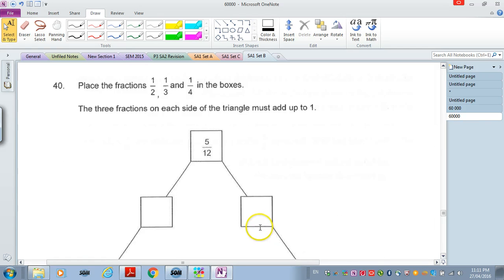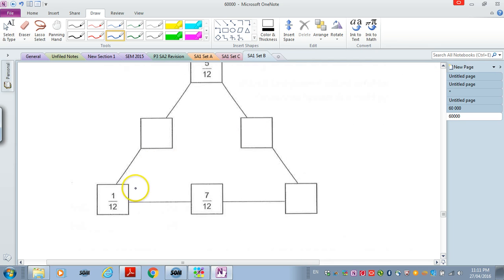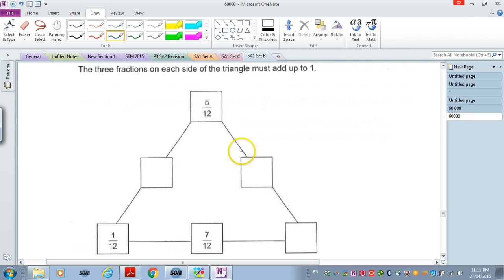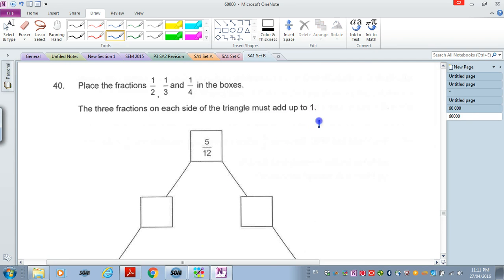Question 40. Place 1/2, 1/3, and 1/4 in the boxes. Okay, so inside here we see that the denominator is 12. So we need to change the 1/2 to 6/12, 1/3 to 4/12, and 1/4 to 3/12. And all must add to 1.